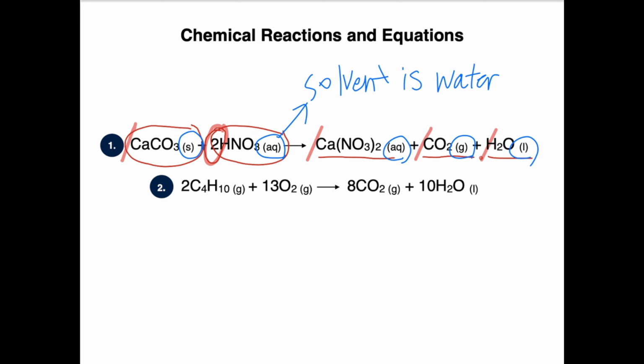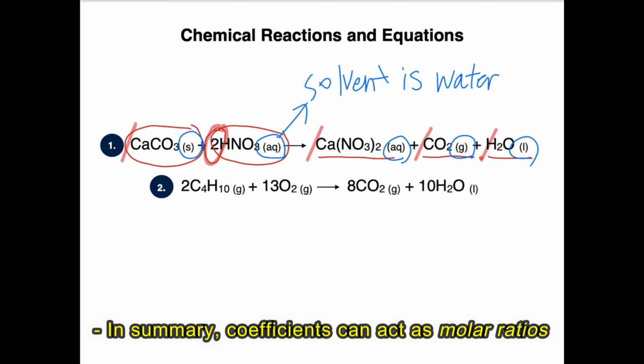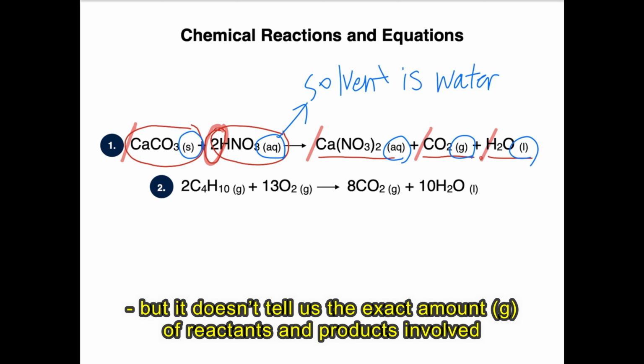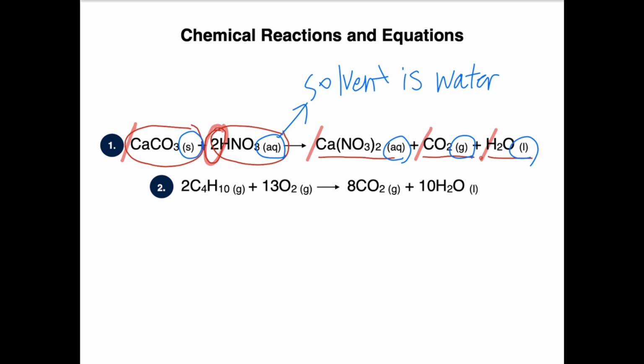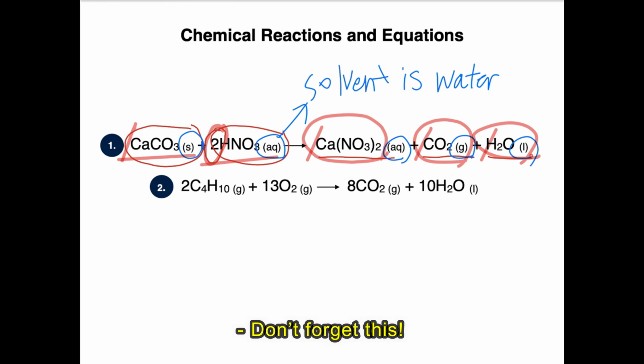The coefficients in a balanced equation can be used as molar ratios, which can act as the conversion factors to relate the reactants to the products. These conversion factors indicate the ratio of the reactants that will react, but it doesn't show us the exact amount that will react. Okay. It just shows us that 1 mole of calcium carbonate will react with 2 moles of nitric acid to form 1 mole of calcium nitrate, 1 mole of carbon dioxide, and 1 mole of water. Again, this doesn't tell us the exact amount of reactants that have reacted to form the products. It just tells us the ratio.